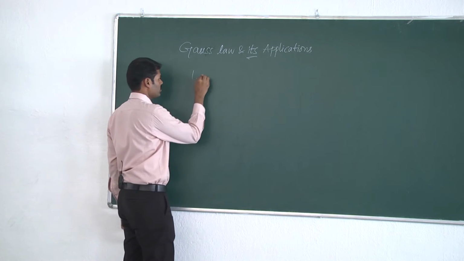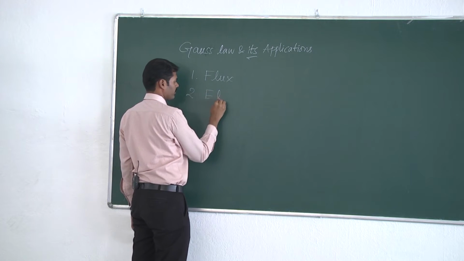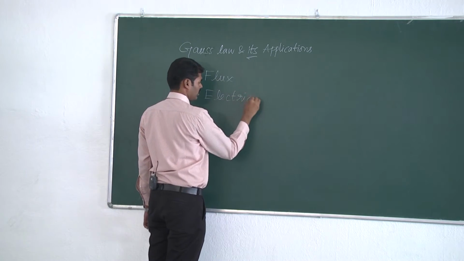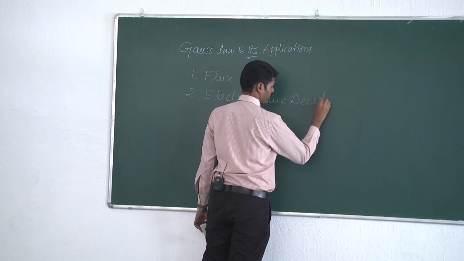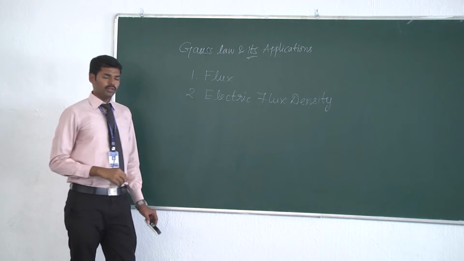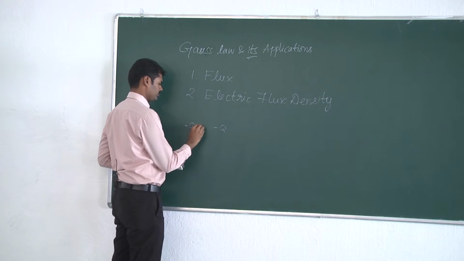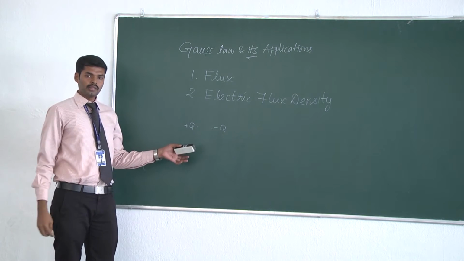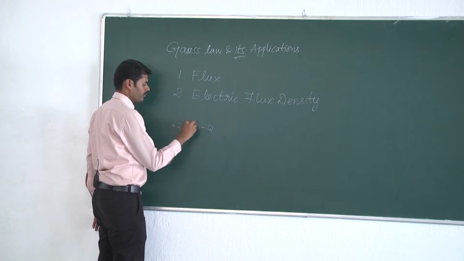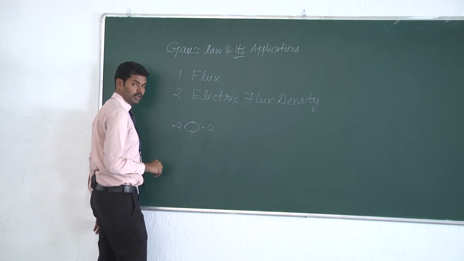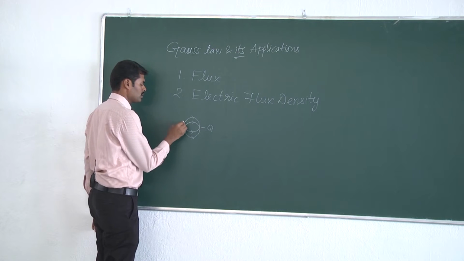The first thing that we have to know is what is flux, and the next one is what is electric flux density. So consider two charges, plus q and minus q. When these two charges are kept at a certain distance, then there exists some force between them. It is nothing but the electric lines of force that exist between these two charges.